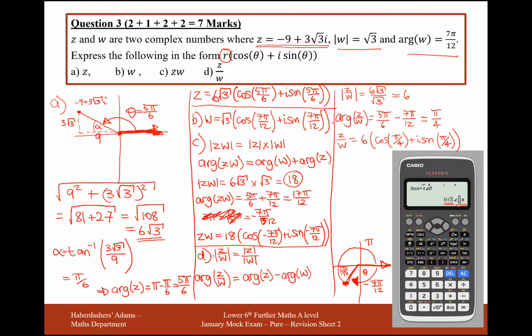So here with these rules, the rules where you multiply your moduluses and add your arguments for z times w, and the one where you divide your moduluses and subtract your arguments for z over w, are common rules that you need to learn for the January exam and for your summer exams as well. You can just use them, you don't necessarily have to state them like I have, but you do have to remember them, and you can use them straight in an exam. Okay, so make sure you remember these. 7 marks for this question.